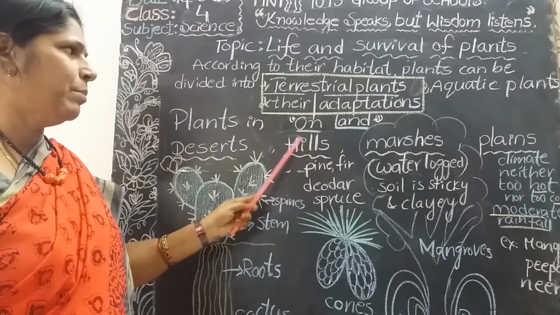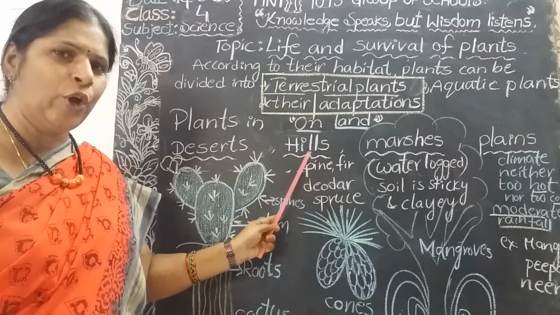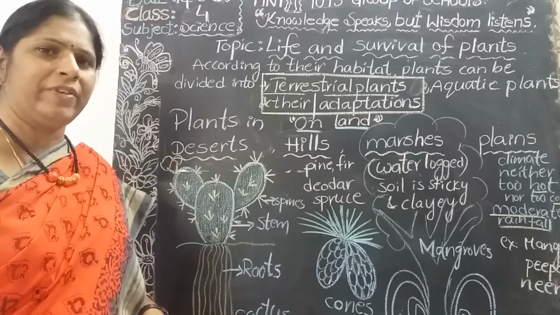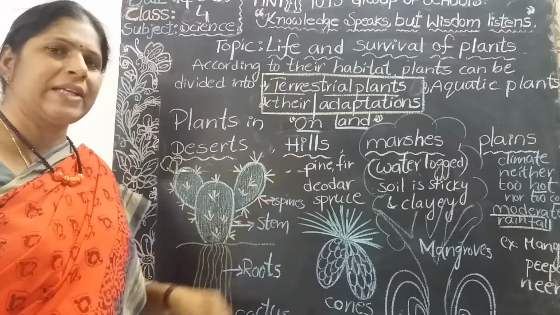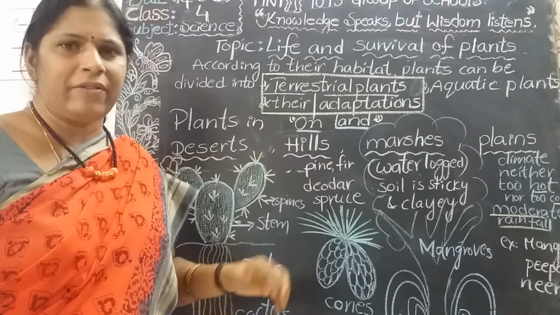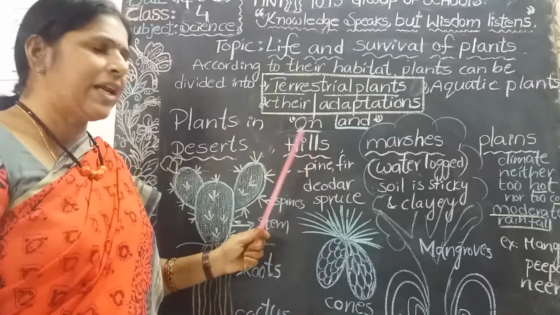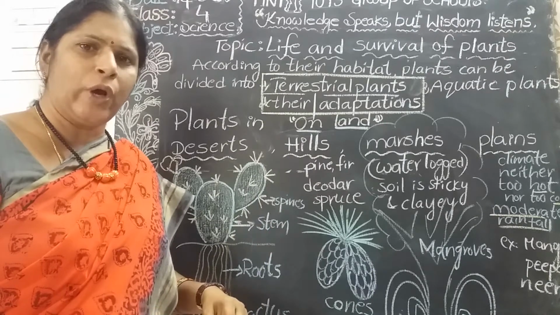Terrestrial means on land. Land has hills and mountains also. Mountains are fully covered with snow. Hilly areas are actually very cool. Shimla, Darjeeling, Ooty, they are very cool. In Kashmir, the weather is very cool. These are covered with snow or ice.